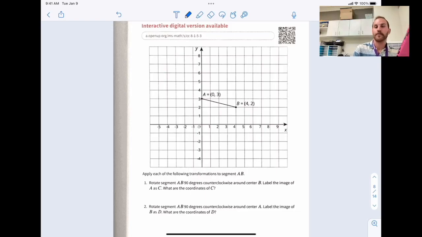Okay, if you've unpaused it, good work. Check this out. Okay, so it says rotate segment. I'm looking at this first one. All right, rotate segment AB 90 degrees. So we're rotating 90 degrees counterclockwise around center B. Great, easy enough, right? So we've got center B.